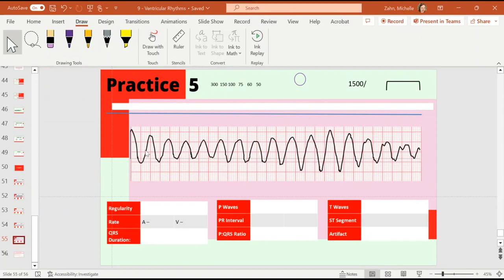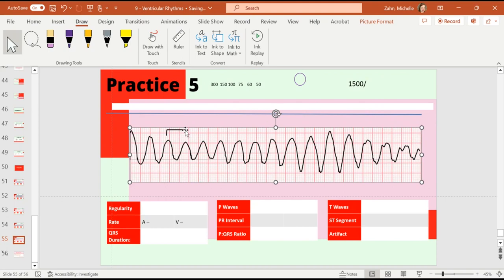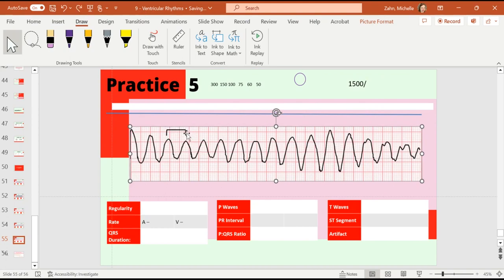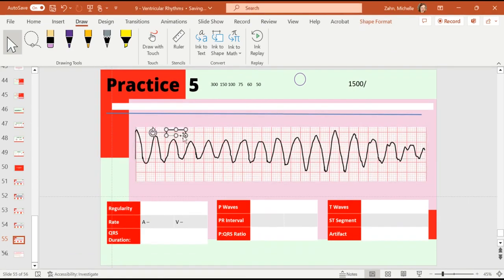Is it regular? Let's take a look. So here's my little R to R interval marker. I'm going to go from the top of the peak, just because I feel like that might be the easiest to measure, to the next peak right here and see if that marches out. Does it march out? And it does. It looks like they're all pretty equally spaced. As I'm coming closer over here, they're still about the same spacing-wise, even though they look a little bit different. So I would go ahead and call this a regular rhythm.